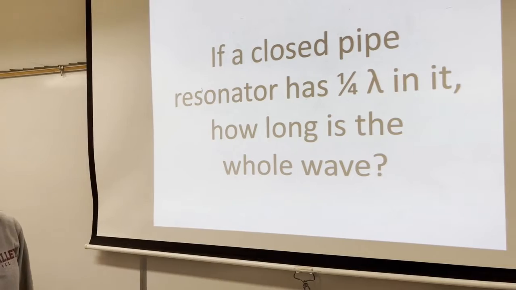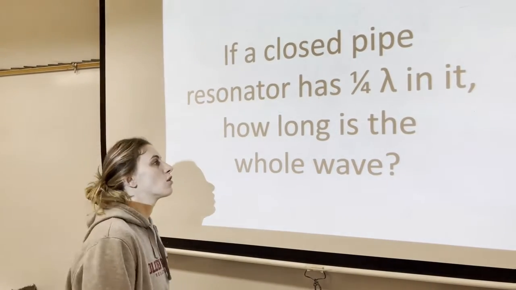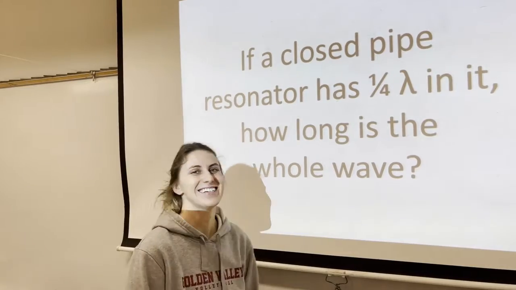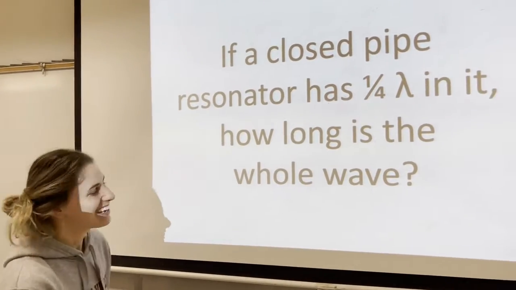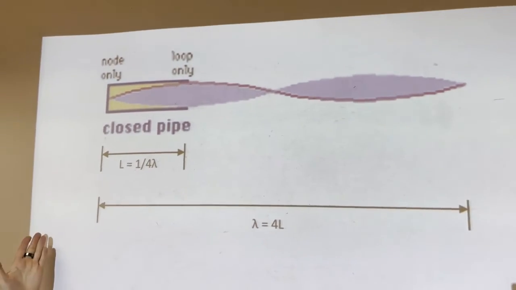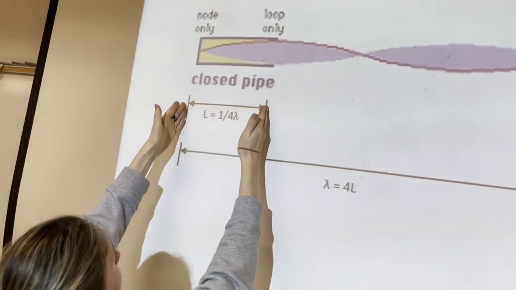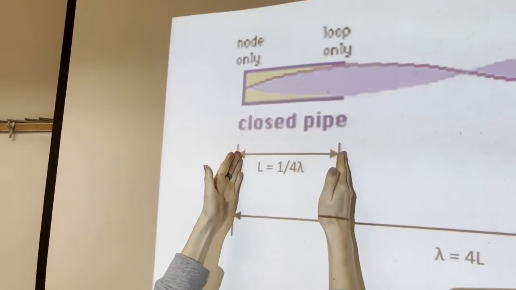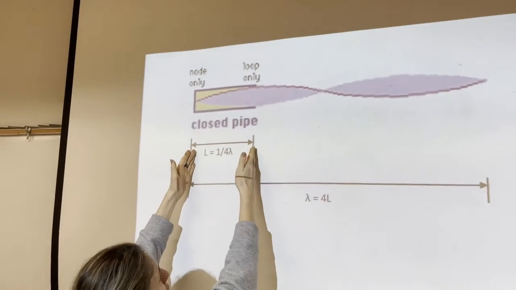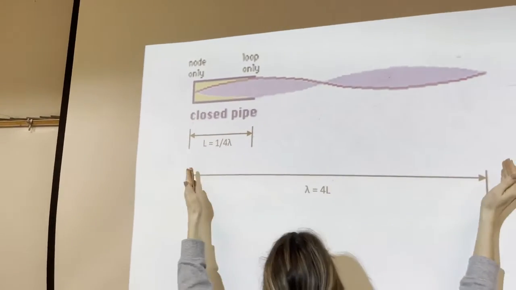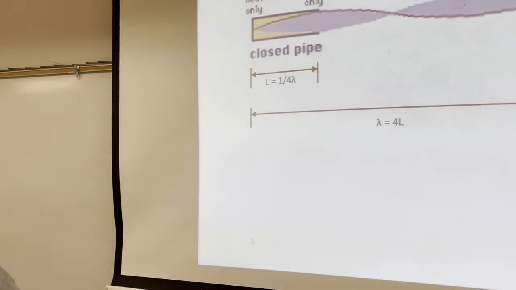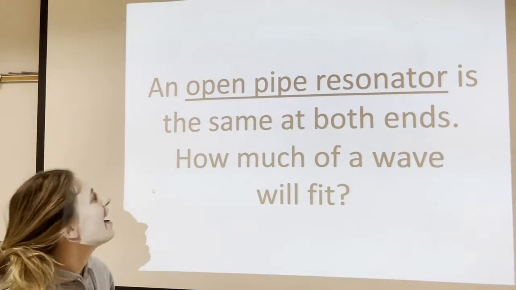If a closed pipe resonator has a quarter of a wavelength in it, how long is the whole wave? I think we just answered that, but let's see the illustration. It would be 4 times as long. So if this is the pipe right here, this is the length of our pipe. We've got a quarter of a wavelength in it. The actual whole wavelength is going to be 4 times as long. So that's the whole wave. The wavelength is 4 times the length of the pipe. And now something new.